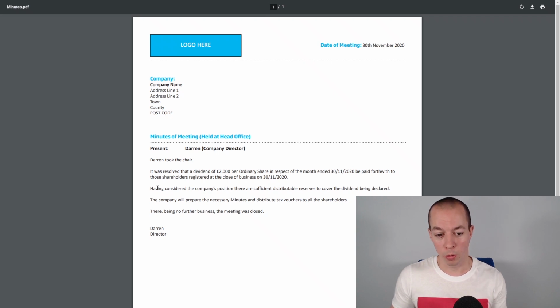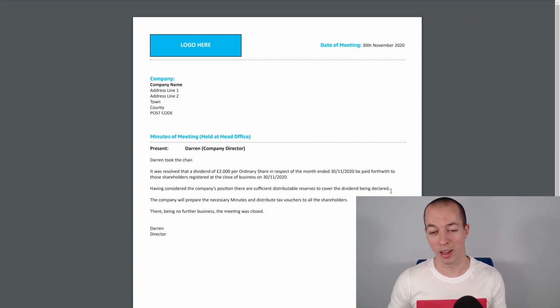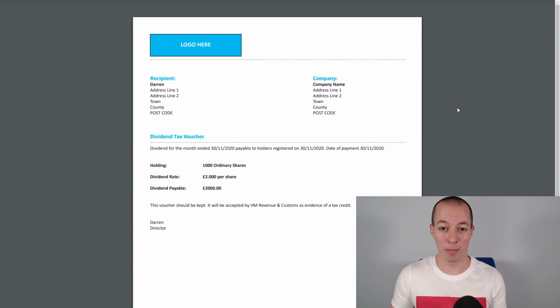Now, this is the most important line here. Having considered the company's position, there are sufficient distributable reserves to cover the dividend being declared. So what you're saying here is you have taken a look at the business, you've taken a look at the accounts, and you've decided there is enough money, there's enough profit in your business to actually pay the dividend at this time. And then it goes on to say the company will prepare the necessary minutes and distribute tax vouchers to all shareholders. So I'm going to show you on the next page the tax voucher that I used to issue to myself. And as you can see, the template is very similar.